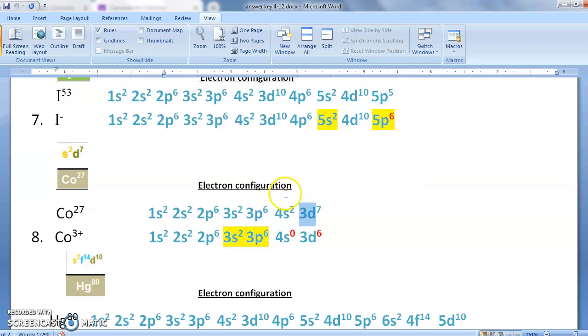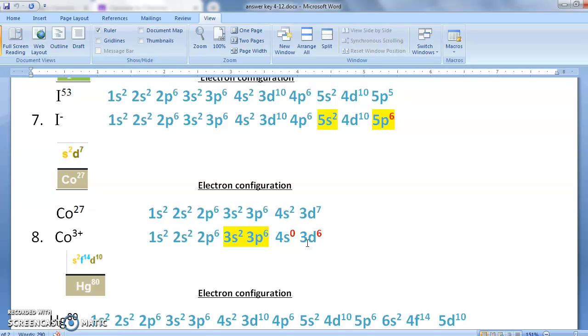Some teachers will actually have you do the 3D and put it inside here so that when you remove electrons, you come to that first. Well, we're going to know that we're removing them from there because we remove the valence electrons first. So we pull 2 out of the 4s. That goes to 4s0. And then the last one would come out of the 3d6.